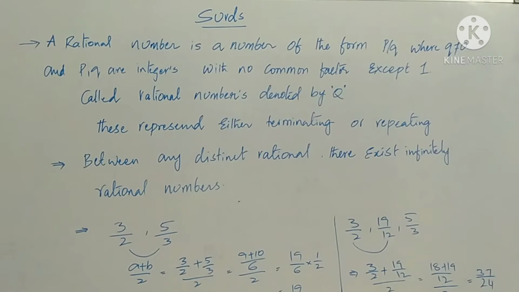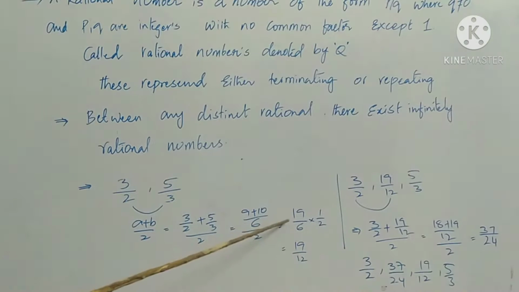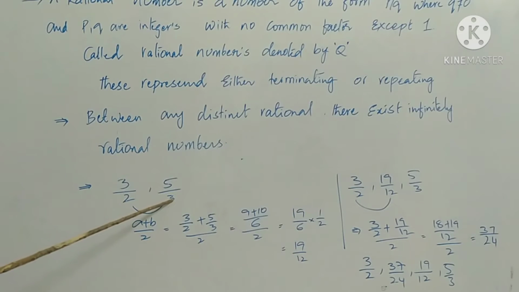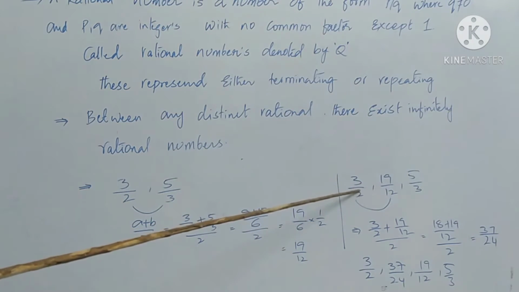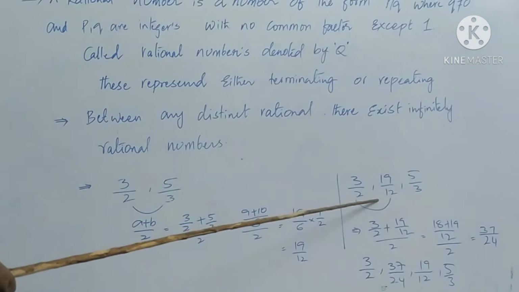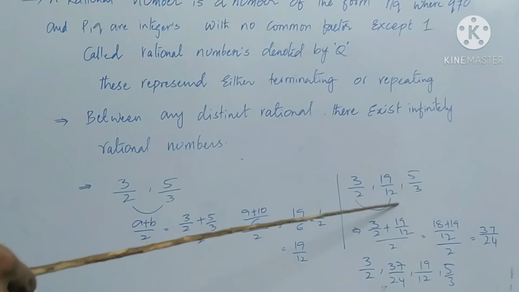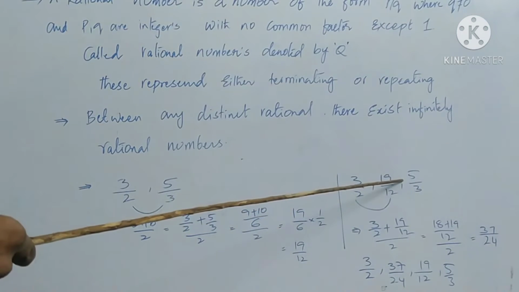So how can we find a rational number between two distinct rationals? Here 3 by 2 is a rational, 5 by 3 is a rational. The in-between rational number formula is (a plus b) by 2. So that is equal to (3 by 2 plus 5 by 3) by 2. The result is 19 by 6 into 1 by 2. So the result is 19 by 12. This is the in-between rational of 3 by 2 and 5 by 3. So the series is 3 by 2, 19 by 12, 5 by 3.